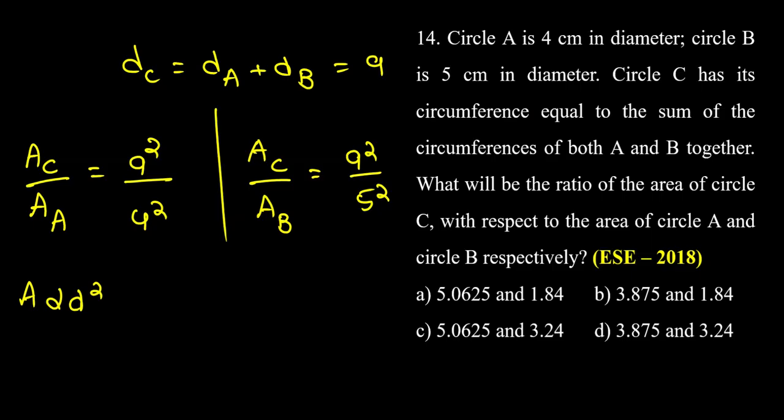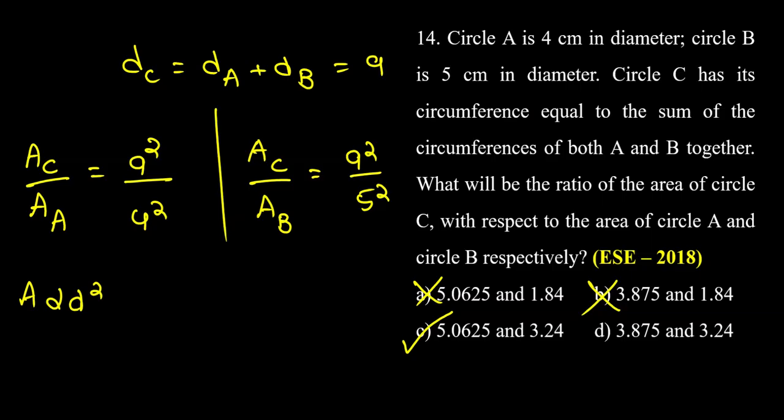9 by 5 is less than 2. 2 square is 4, so I require less than 4. Close to that is 3.24. A and B eliminated. 9 by 4 is more than 2. More than 2 means 2 square, more than 4 for the first one. More than 4 is 5.0625, option C. Sir, the exam, calculator is not allowed? Yeah, no problem. 9 by 4 whole square: 9 by 4 is more than 2, 2 square is 4, so the first one should be more than 4.